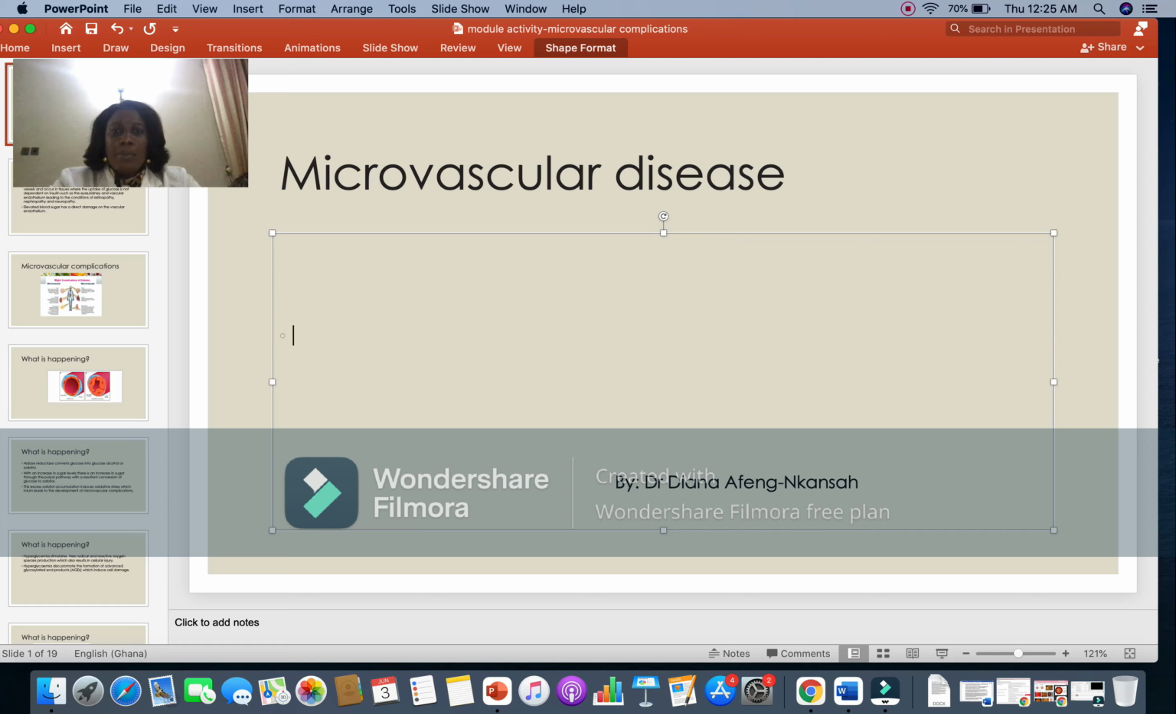Today, I'm talking about microvascular complications of diabetes. It is important that we know what is happening, or the pathophysiology of microvascular complications, so that we'll be able to institute measures that will help in the prevention of these microvascular complications or their progression if they were to occur.